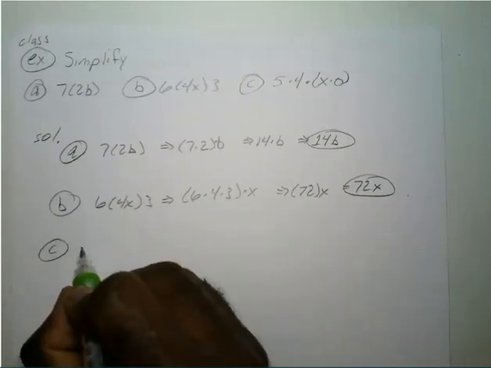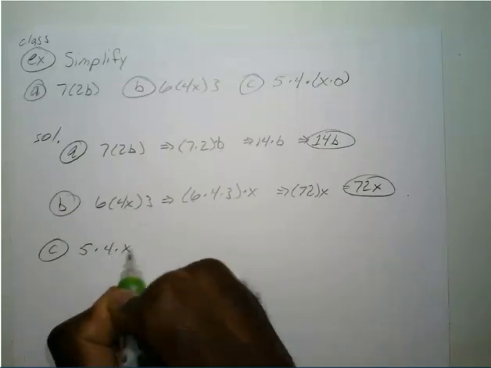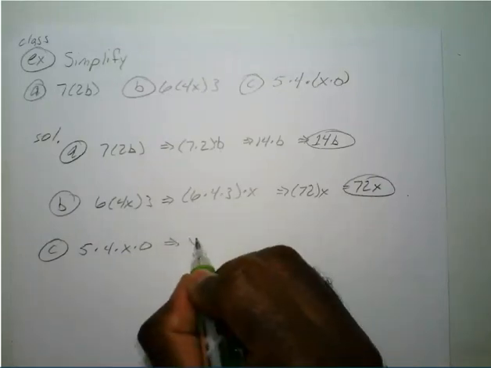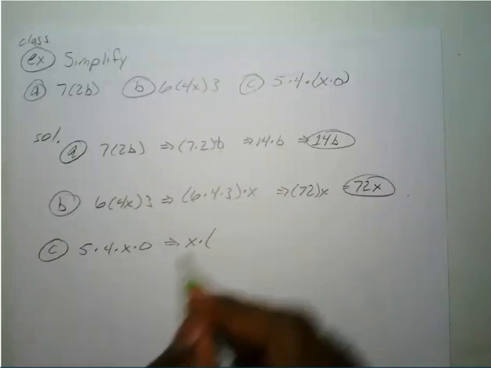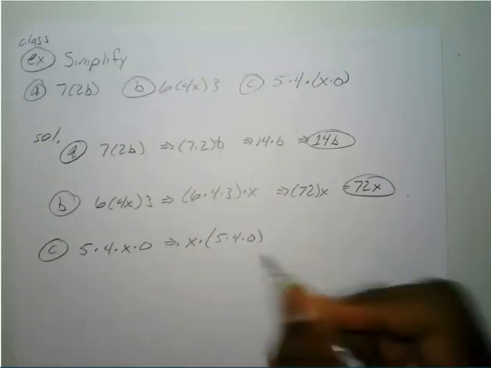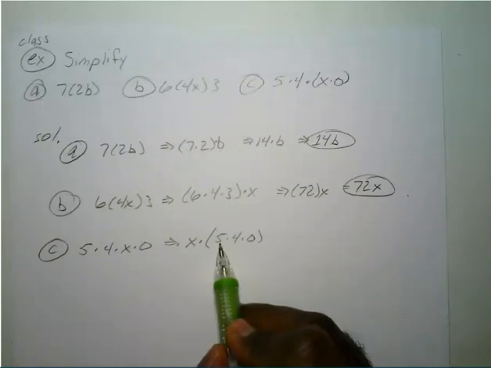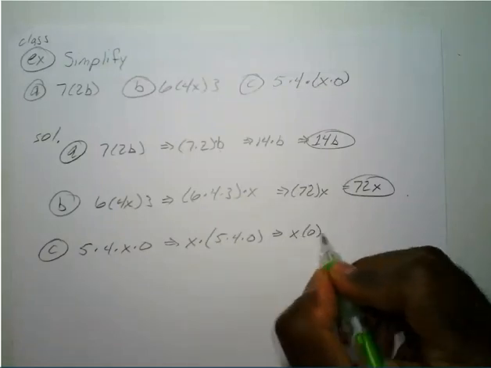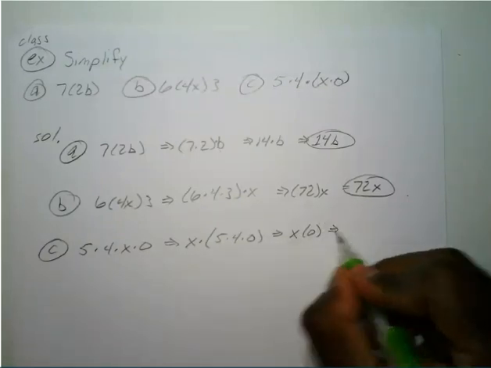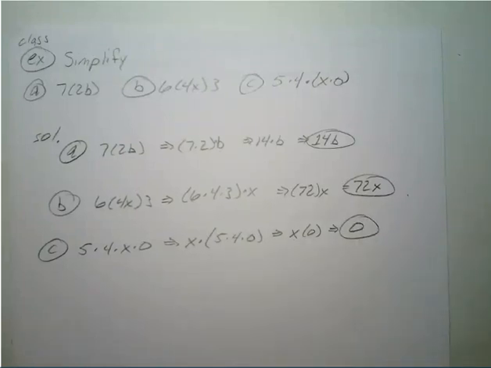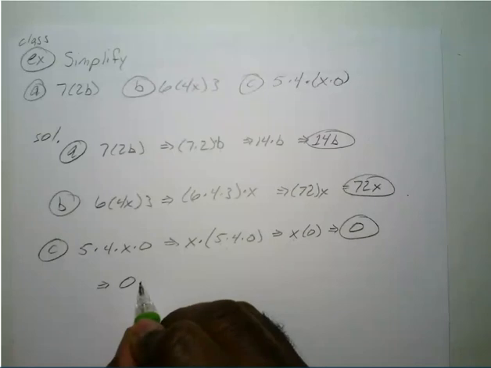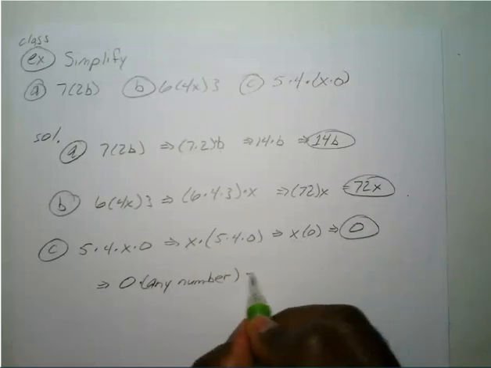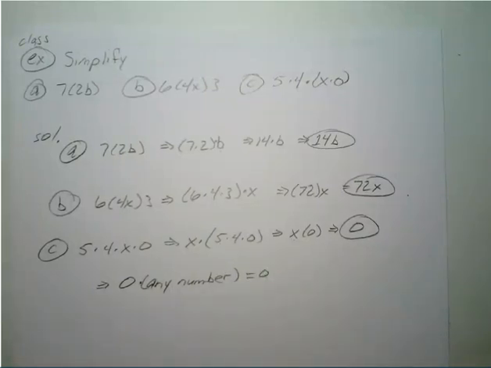Okay. Now for C, you have 5 times 4 times x times 0. This one will be rather easy, because if you get all of the numerical values together, you have 5 times 4 times 0. 0 times anything is going to be 0. So this ends up just being 0 times x. And again, 0 times anything is 0, so you end up with just 0. Okay, so note, 0 times any number is automatically zero. Just a little reminder.